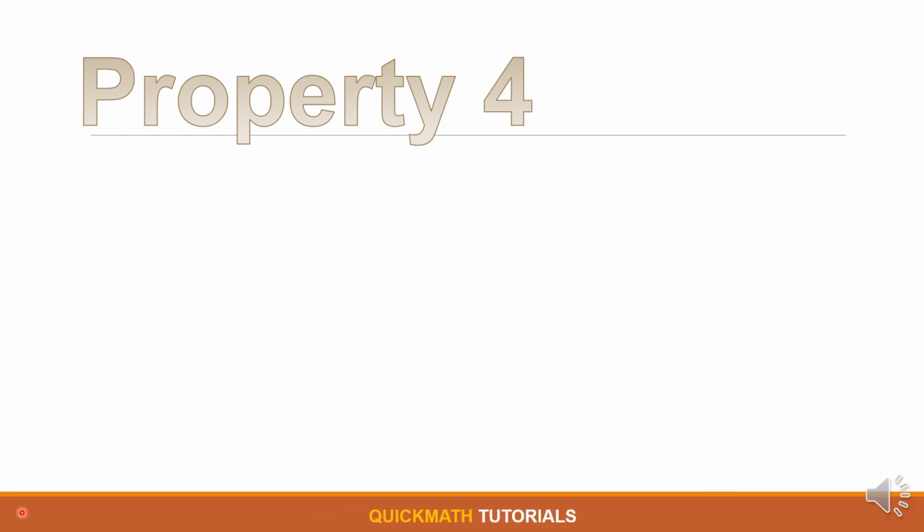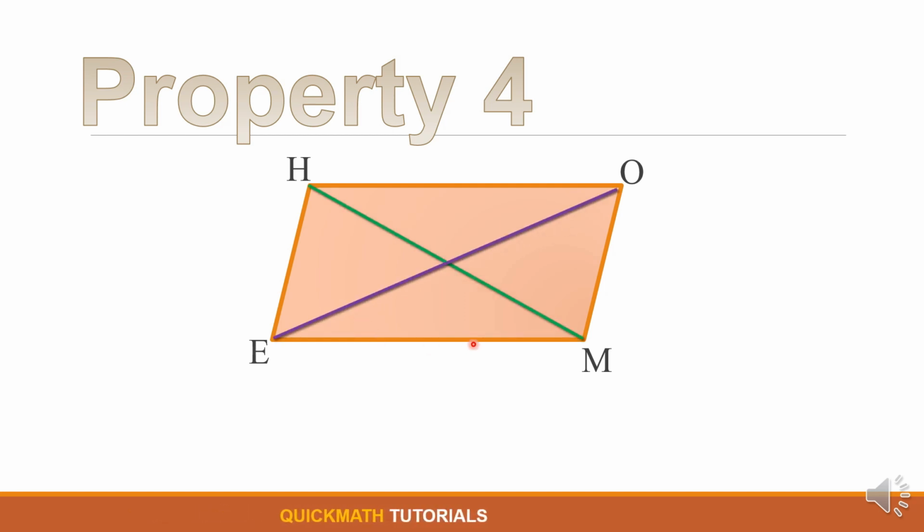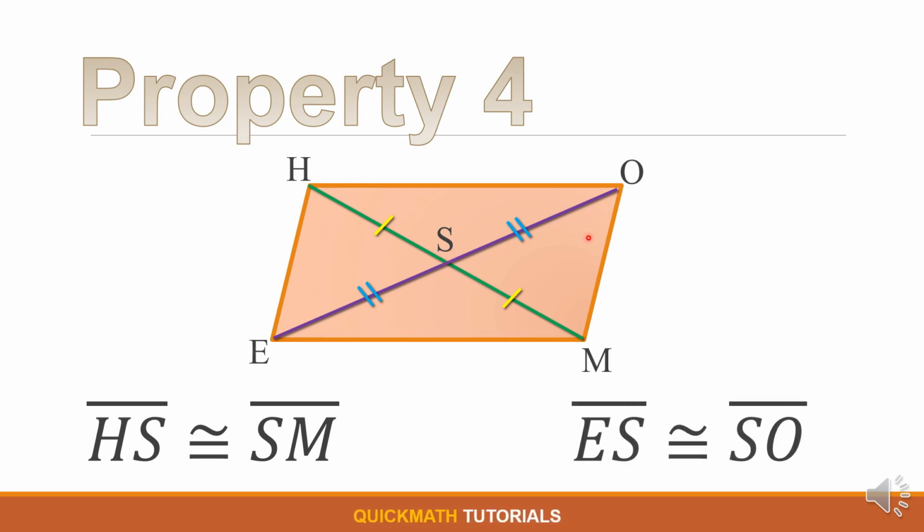Since we are done proving property number 4, here in our illustration we have the diagonals HM and EO. Property number 4 says that the diagonals of a parallelogram bisect each other. So here we have the line segment HS is congruent to line segment SM. So we have this one. Another is the line segment ES is congruent to the line segment SO, or in symbol we have this one.